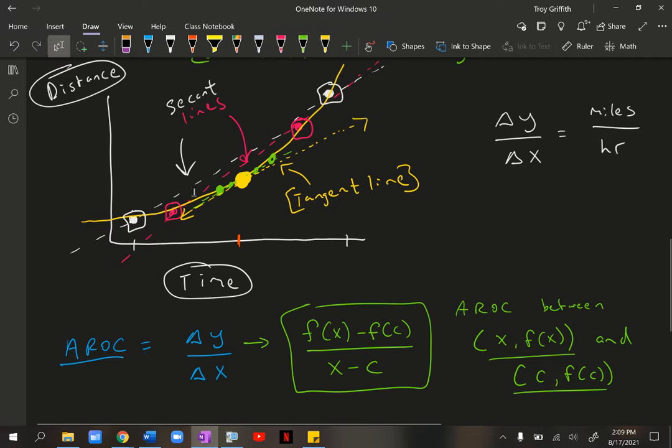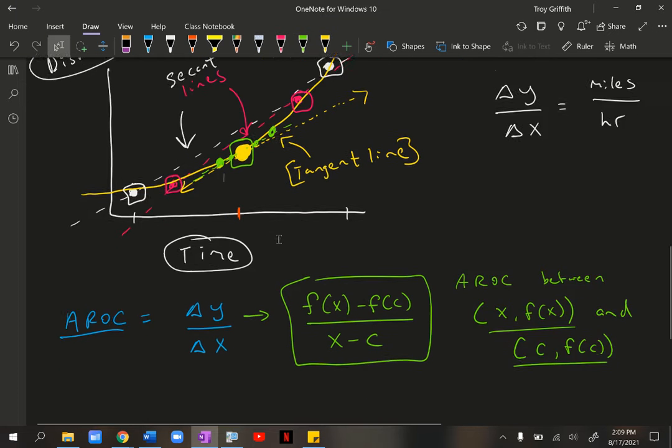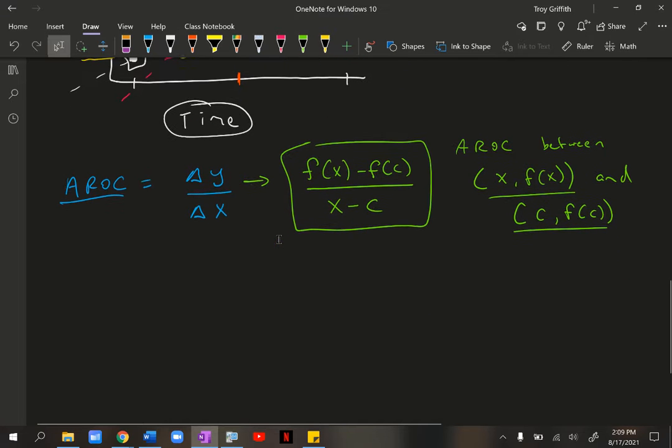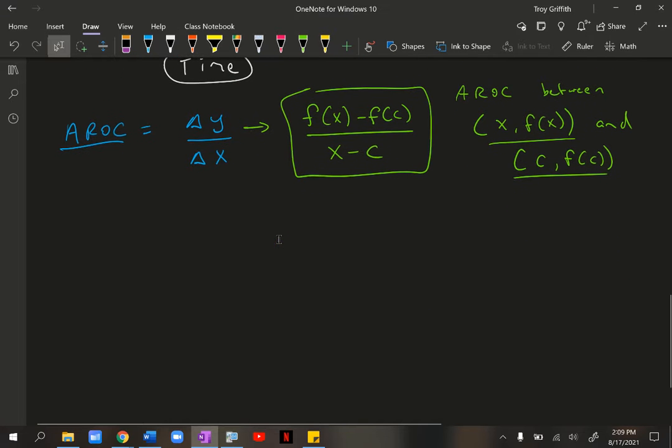If I found the slope between any two points on the secant lines, I would be finding the average rate of change between those two points. But if we want to find exactly how fast we're changing at just this point, we need to take all those points along the secant lines and push them closer and closer to this data point. Again, I'll do my best to illustrate.